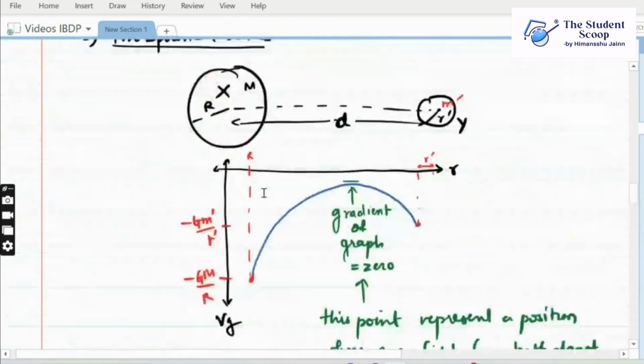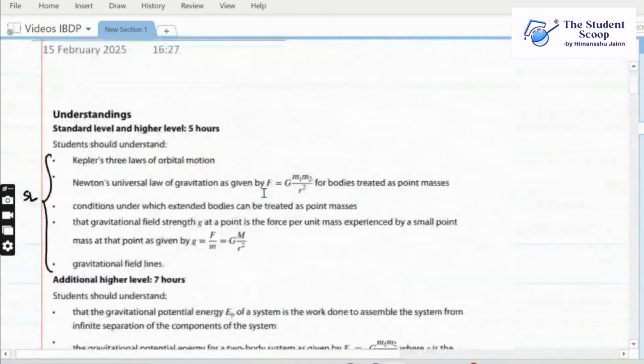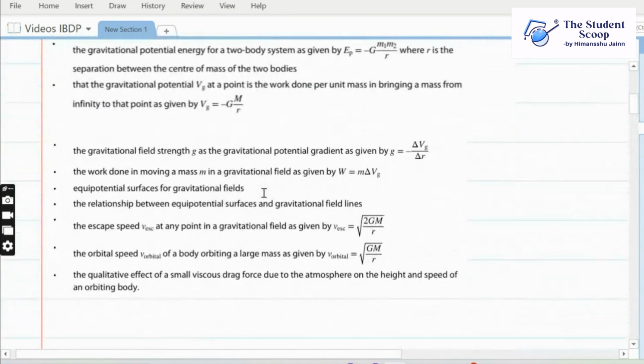So in the HL part, this much content only is there. We have covered everything.